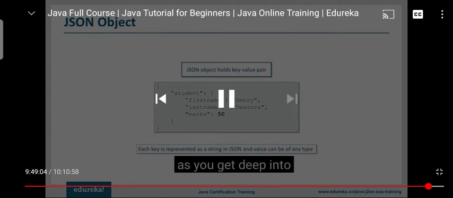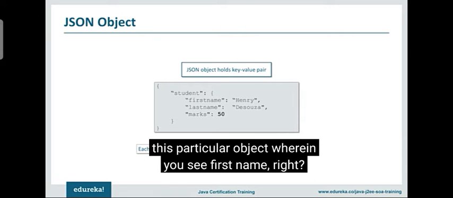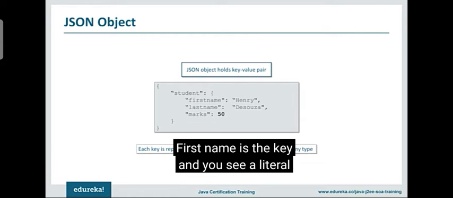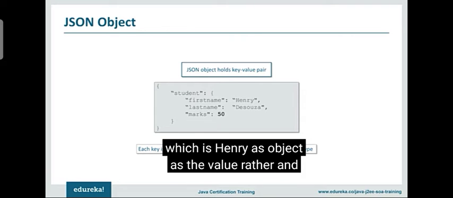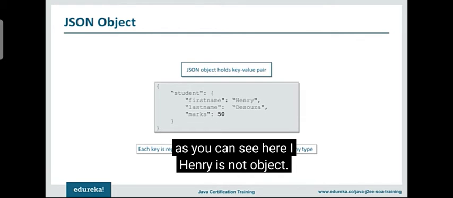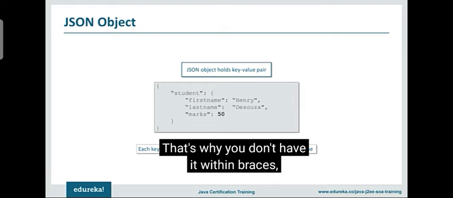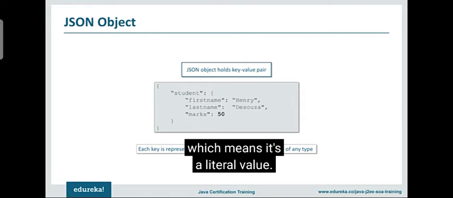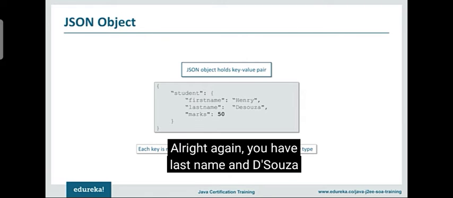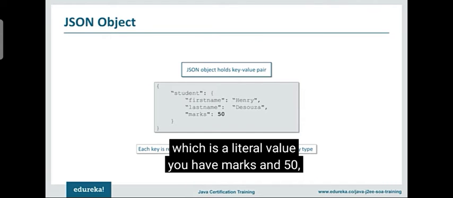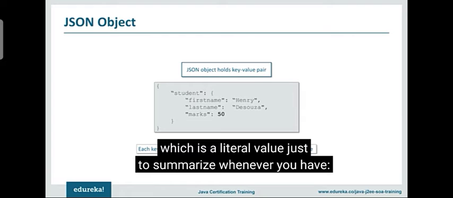The second one is, as you get deep into this particular object, you see first name, right? First name is the key, and you see a literal, which is Henry, as the value rather. And as you can see here, Henry is not an object. That's why you don't have it within braces, which means it's a literal value. All right. Again, you have last name and D'Souza, which is a literal value. You have marks and 50, which is a literal value.